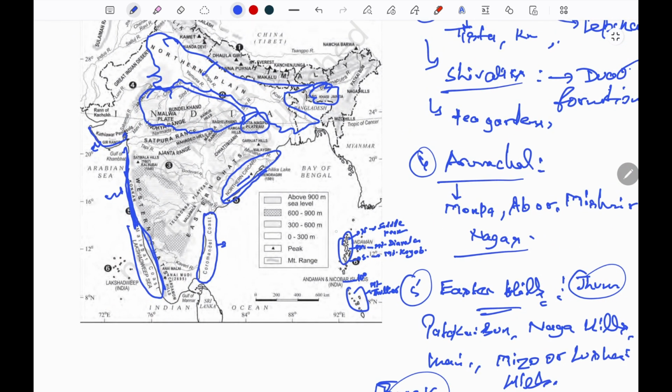It also has coral deposits and beaches. It receives convectional rainfall and has equatorial type of vegetation.